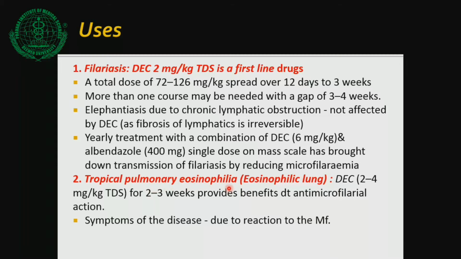Second is a very characteristic condition, tropical pulmonary eosinophilia. Most of the time these patients have allergic cough and other causes have been investigated and nothing has been found. So this can be one of the etiologies. So DEC can become the drug of choice in this eosinophilic lung, called TPE, that is tropical pulmonary eosinophilia. Okay, these larvae may migrate to the lungs and they can cause an allergic reaction like cough there. Okay, so DEC in the same dose for 2 to 3 weeks can provide symptomatic relief.